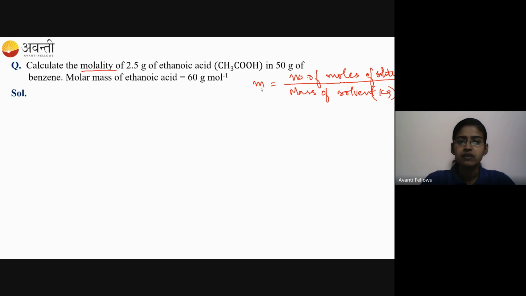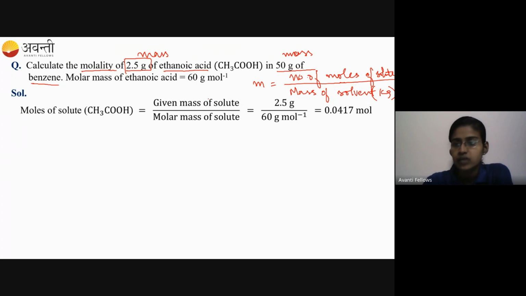So we have the solvent is benzene. Okay, the solvent is benzene and the solute is ethanoic acid. So what is given in the question? The mass of solute is given and the mass of solvent is given. We have to find out molality. So mass of solvent we have in the question, but we don't have the number of moles. So to find out the number of moles of the solute, what we need? We need, what is the formula first of all? To find out the number of moles, it is given mass divided by molar mass, right?